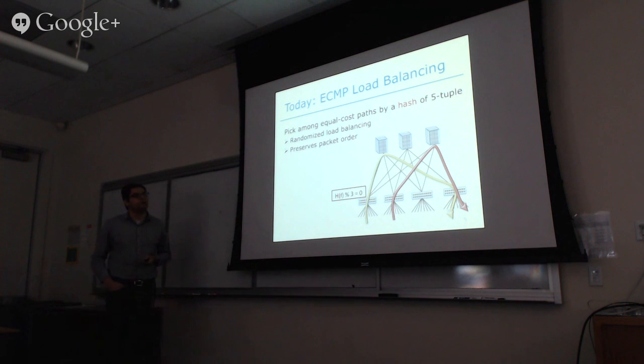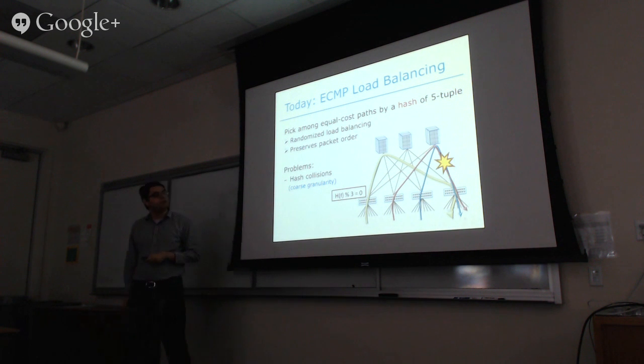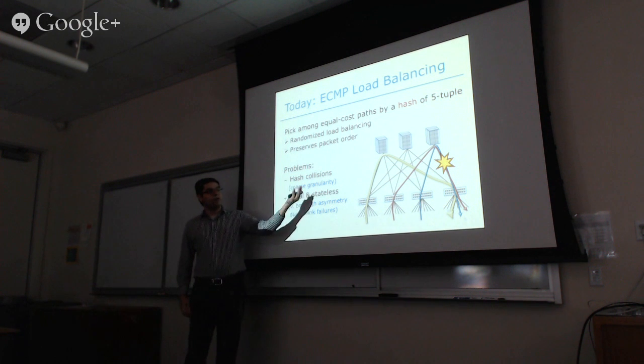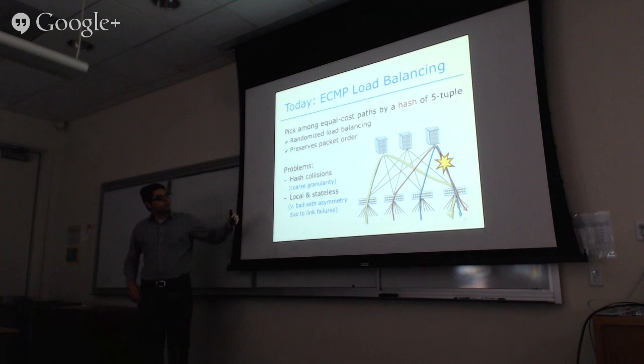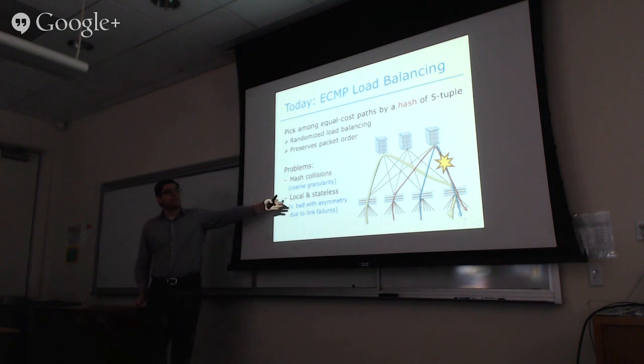There are two high level problems with this. One is obvious: you can have hash collisions. I may have a flow that collides with previous flows, and they get less capacity, less bandwidth, even though there are other paths available through the topology. The second problem, which is more subtle and in some ways more fundamental, is that the decision ECMP makes is purely local and stateless. It has nothing to do with what's actually going on in terms of congestion in the network. Because of this, these decisions can end up being very poor, particularly if the topology becomes asymmetric, or the traffic is highly asymmetric, due to, for example, link failures.